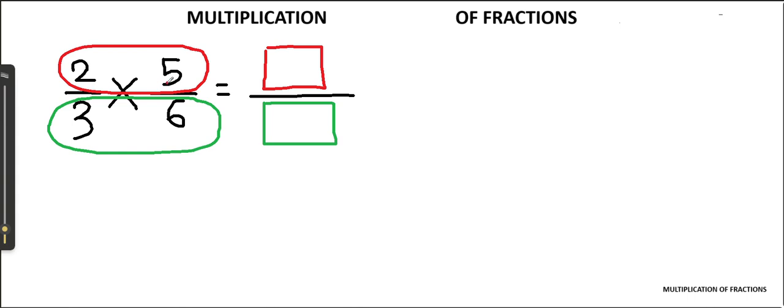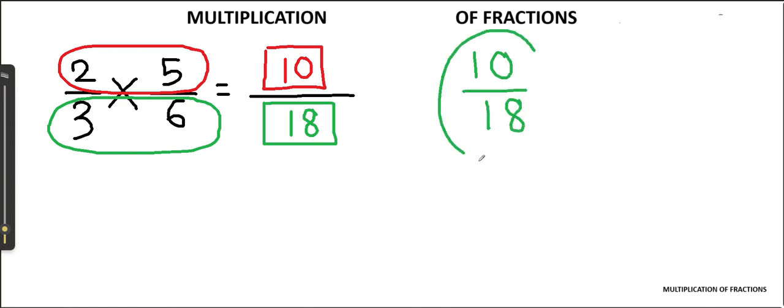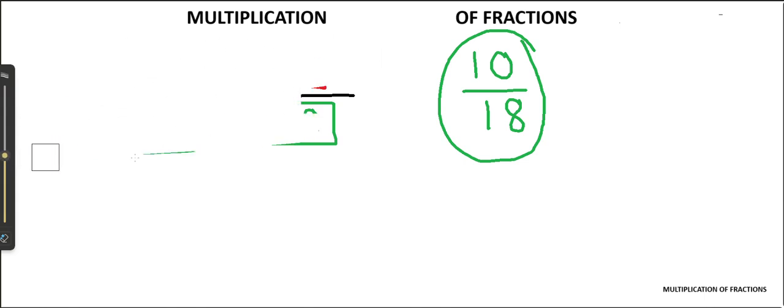Now, let's go to the numerators. 2 times 5, that gives us a 10. And 3 times 6, that gives us 18. Well, our final answer is 10/18. That is our final answer. Now, there can be another way to find out a different answer, but that value is numerically different. The value looks different, but the answer is technically the same. So let's see the other way of finding out the answer.